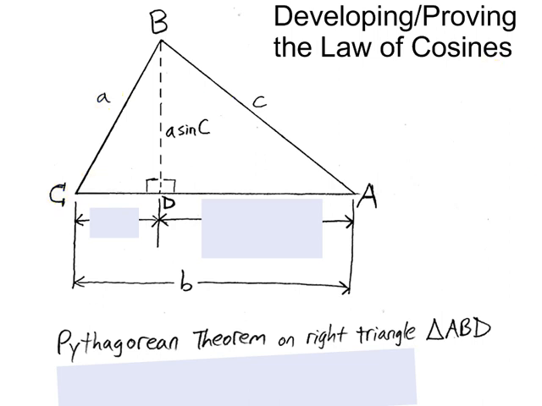As far as this distance down here, can you foresee what that's going to be called? Well, that's just going to be little a cosine C. Similar reasoning using our right triangle trig.